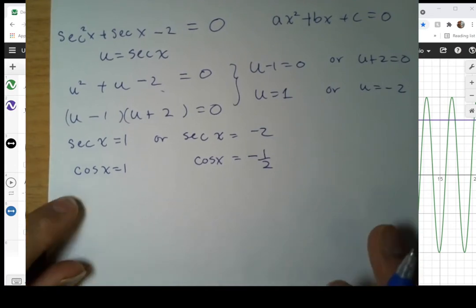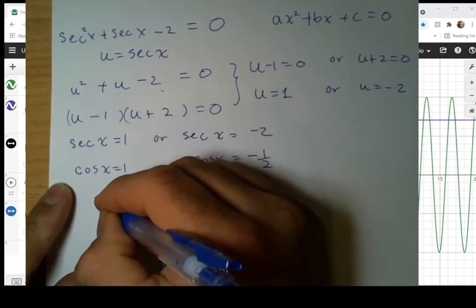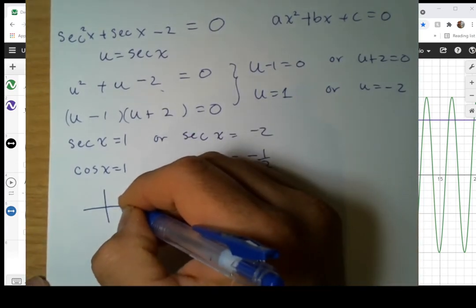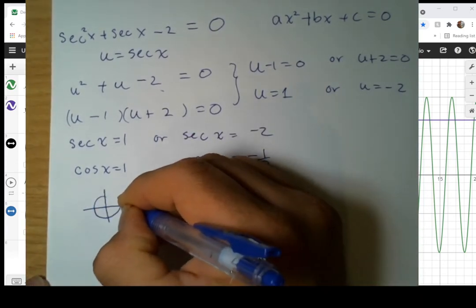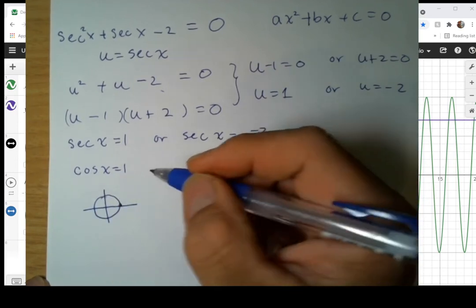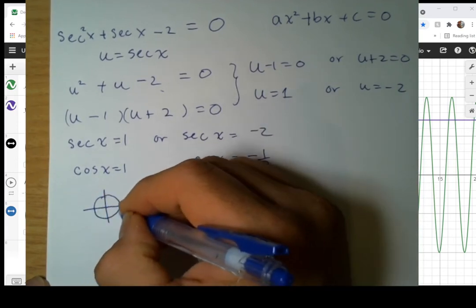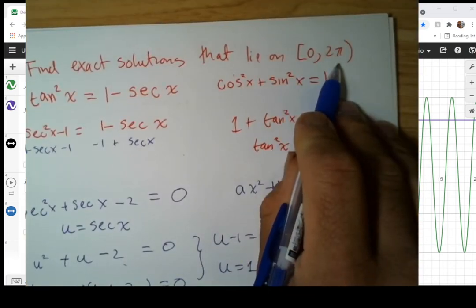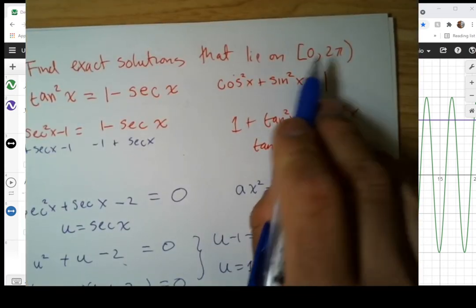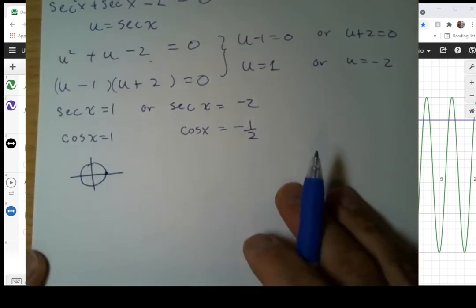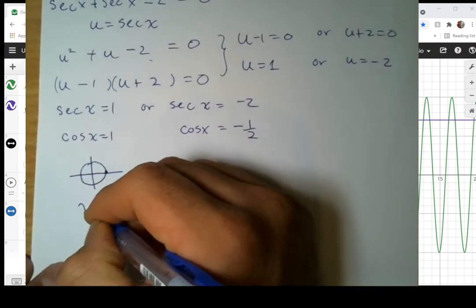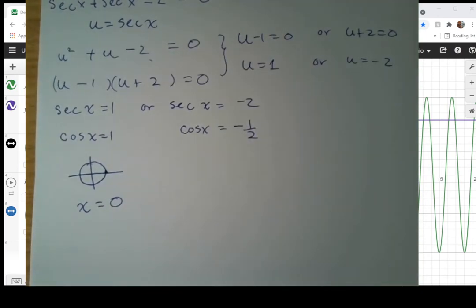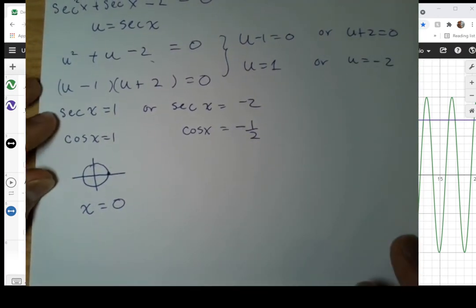All right. So when is cosine x equal to 1? Here we have a quadrantal angle, right? And it's equal to 1 on the unit circle when x is 0 radians. Now, it would happen every 2 pi, but as we were told here, I'm just looking for the interval between 0 and 2 pi, not including 2 pi. So there's really only one solution here. For this part, x is equal to 0 radians.